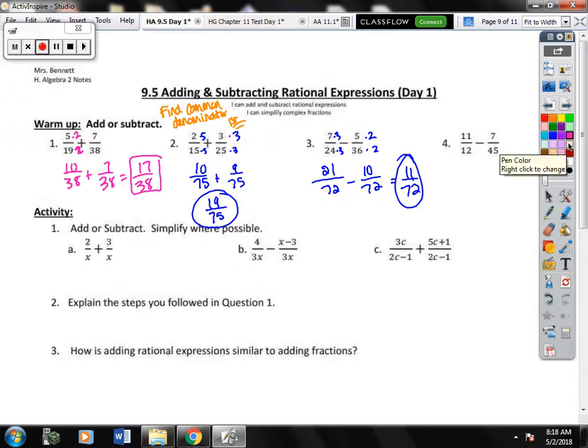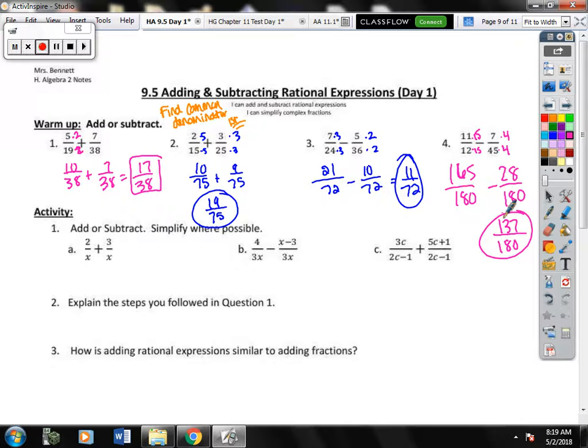And then how about the last one? What do we get for a common denominator for this one, Sam? 180 was the common denominator. Again, a lot of you might just get sick of trialing and erroring and just multiply by 45 and 12 just to get it to work. But this one, if we multiply by 15 and we multiply this by 4, we will get 180 as our common denominator. So this was 165 over 180 minus 28 over 180, and when we subtract those, we will get 137 over 180.